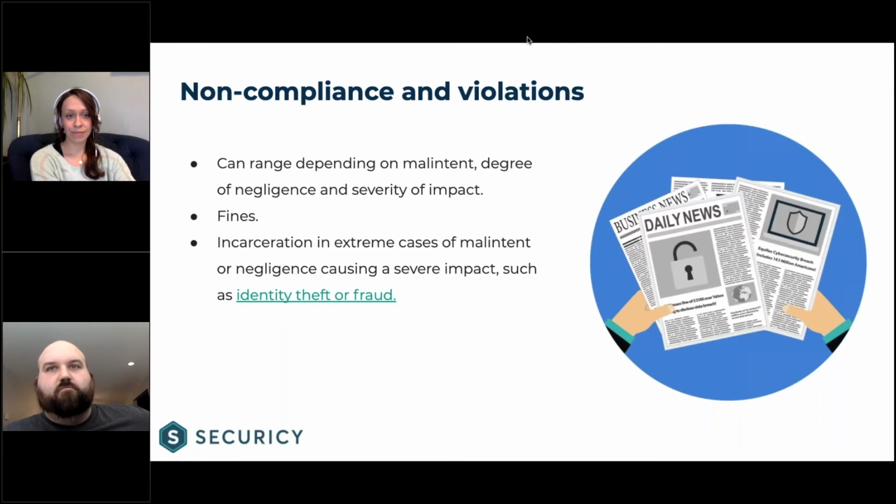It can range depending on if there's negligence or malintent. It can range from fines, moderate to pretty extreme fines, depending on the level of negligence. And for malintent cases where someone maybe uses that information for identity theft or fraud or some type of criminal activity, it can be incarceration, felony offenses. For business associates, depending on the circumstances as well, they could be liable for any of these violations that they are responsible for under HIPAA.